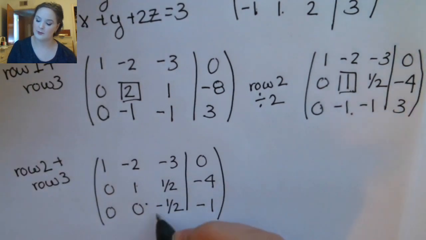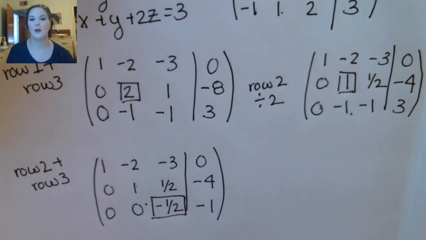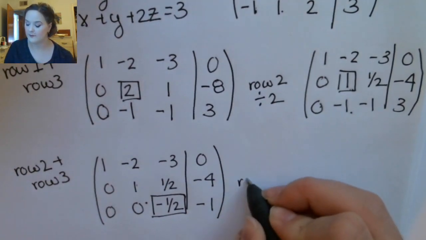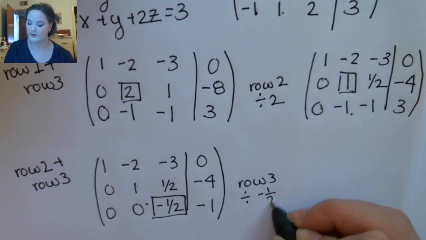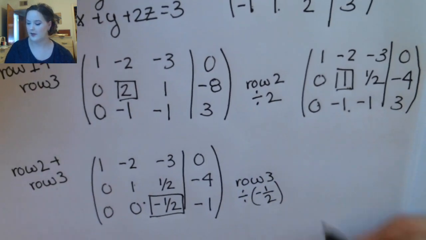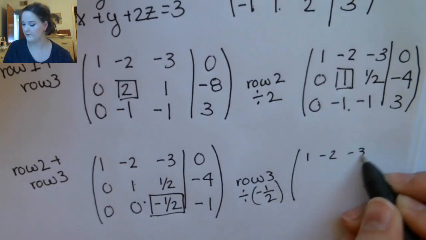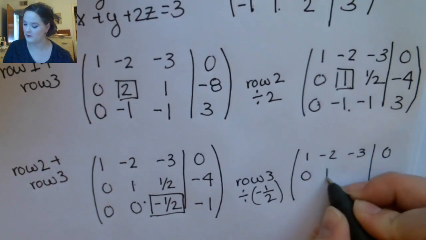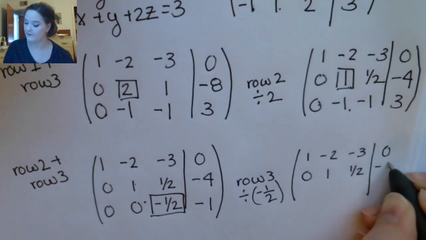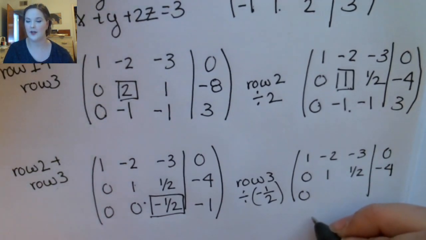So I'm going to move to this entry. I want this entry to be a 1, so I'm going to divide it by -1/2. I'm not changing my first row at all. Not changing my second row at all. And here I'm going to divide by -1/2.